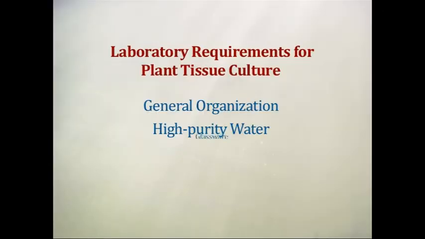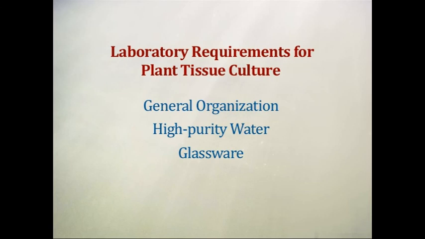The next requirement is glassware. Glassware used for tissue culture should be washed with laboratory detergent and rinsed several times with tap water, followed by a final rinse with purified water. Glassware should not be mixed with those used in other experiments, since toxic metal ions absorbed on glasswares can affect the cultures. The next requirement is plant material.